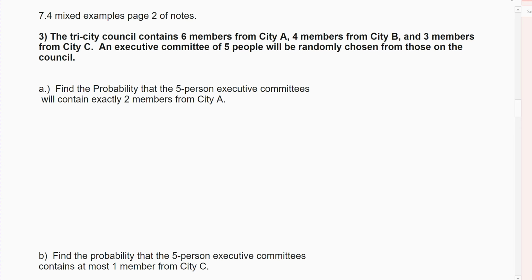Alright, so 7-4, again, doing practice examples, mixed examples of basic probabilities. This is page 2 of the 7-4 notes. So problem number 3.